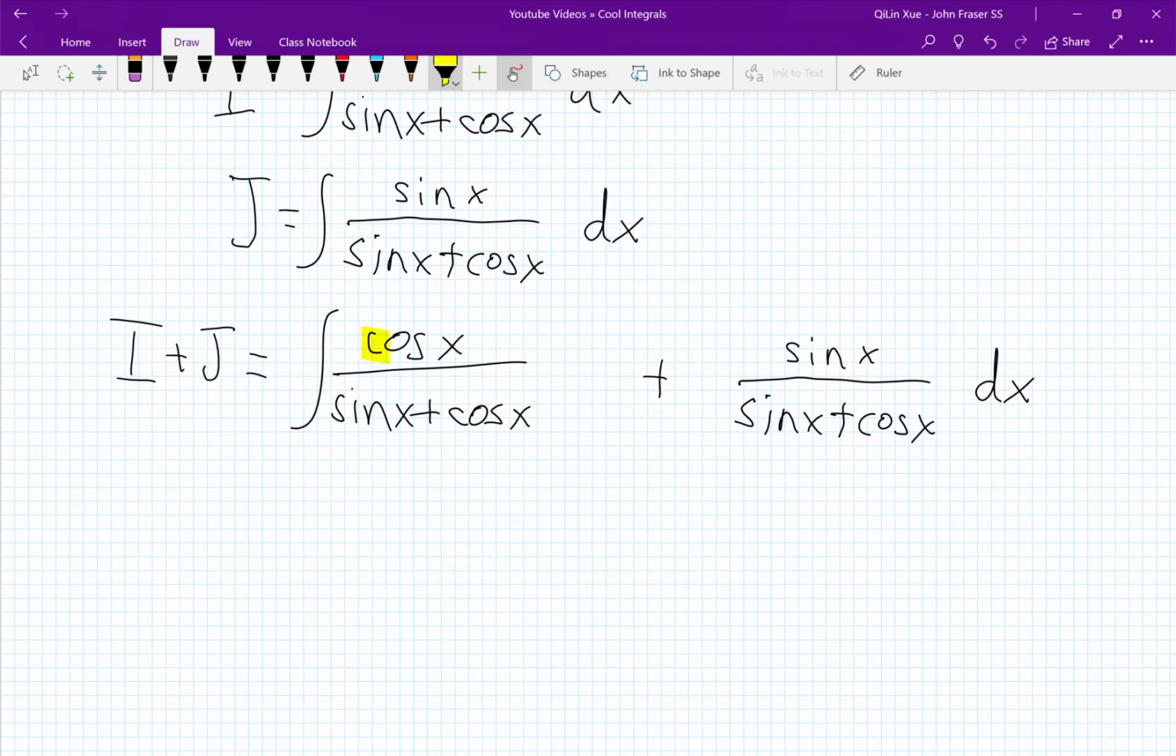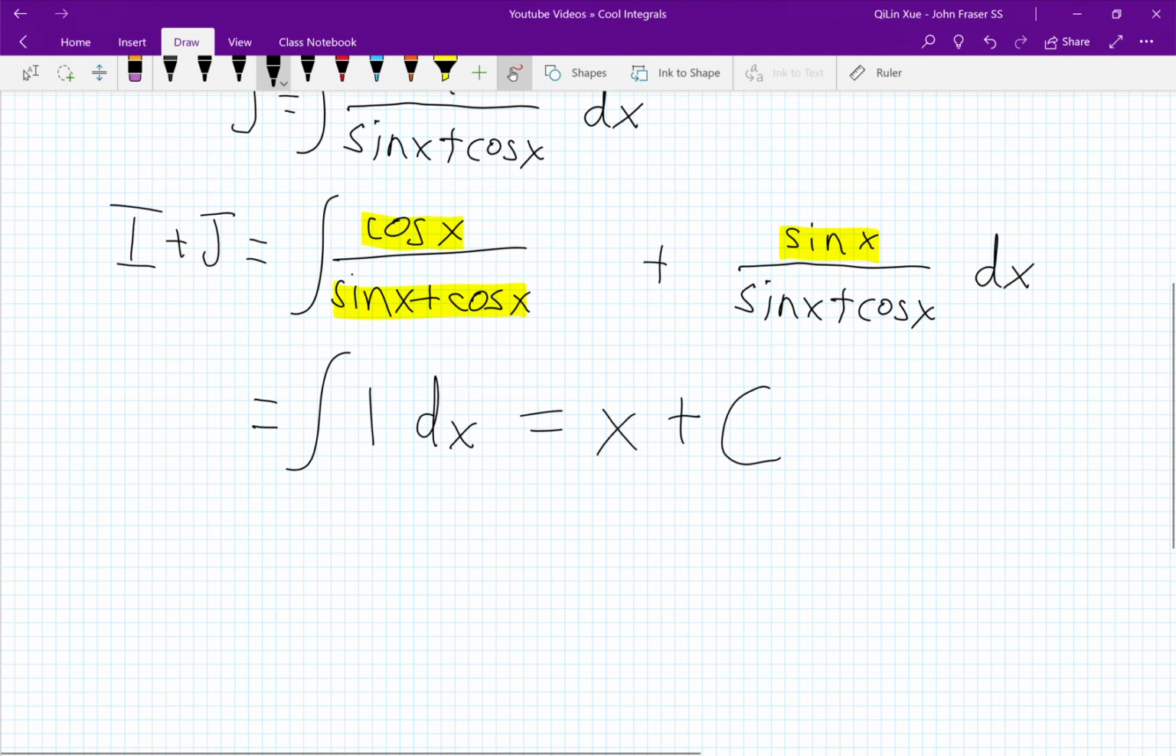Notice how when you add cosine of x to sine of x, we get cosine of x plus sine of x. And the denominator is also sine of x plus cosine of x, so that would just equal 1. See how easy this is? The integral of 1 dx is just equal to x, and don't forget the constant of integration.